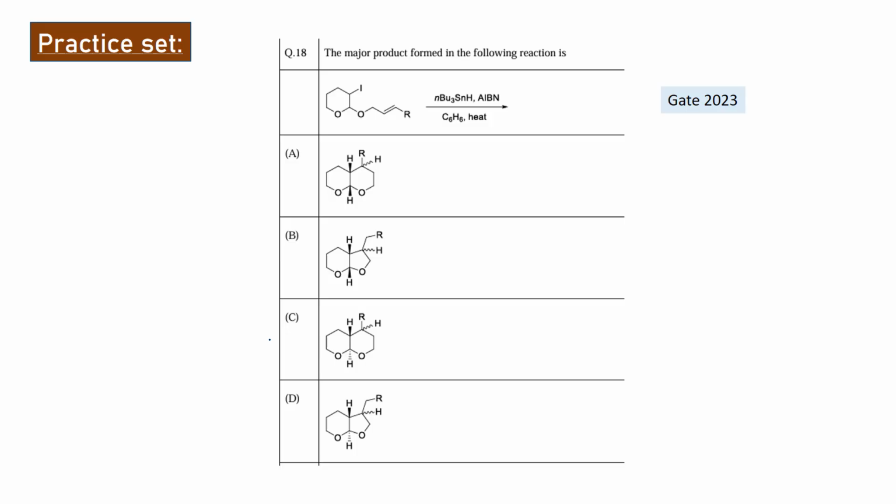So what will be the major product formed in the following reaction? This one also I have discussed in the earlier classes. If Bu3SnH and AIBN are added to an iodo species, what will happen? This will take this iodine, the carbon-iodine bond will break, and it will generate a radical species here.